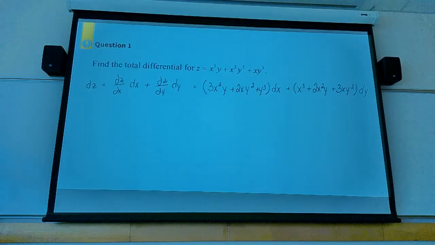These differentials have the same applications as they did in Calc 1, as linear approximations.